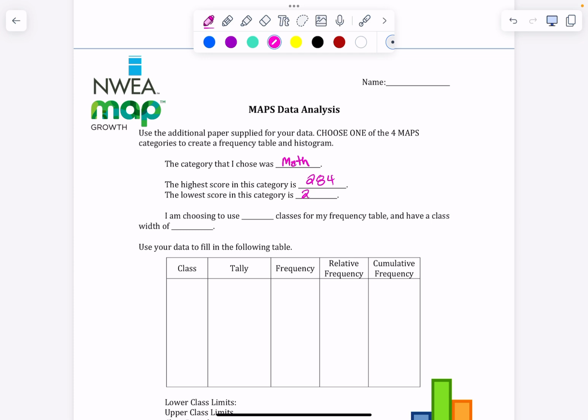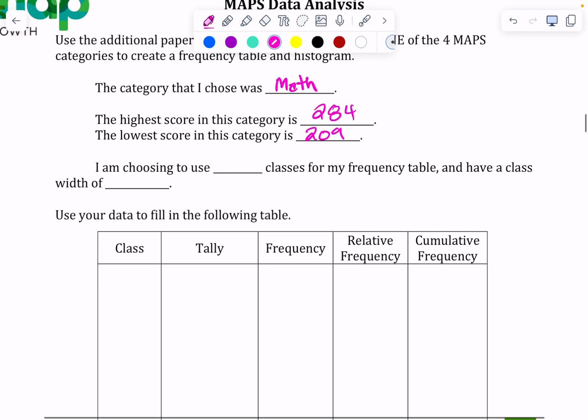Okay, I am choosing to use this many classes for my frequency table, and I have a class width of... Do 5 classes. Yeah, 20 each. I am choosing to use 5 classes and do a width of 20.